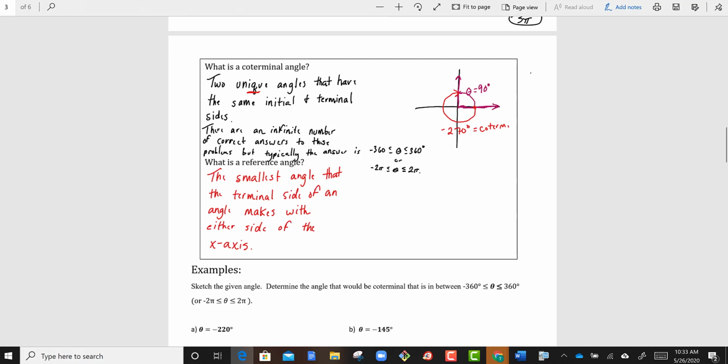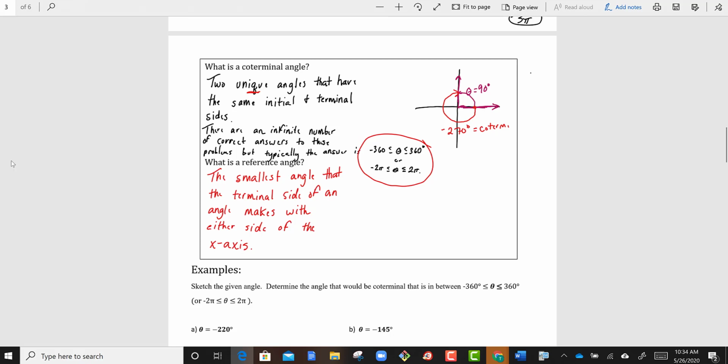Now this other note says there are an infinite number of correct answers because technically we can go a full 360 degrees around the circle and then rotate an additional negative 270, and we would still end in the same place. But typically, the answers they're going to be looking for are in one of those two ranges there.